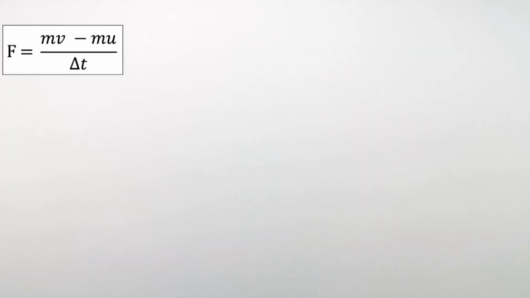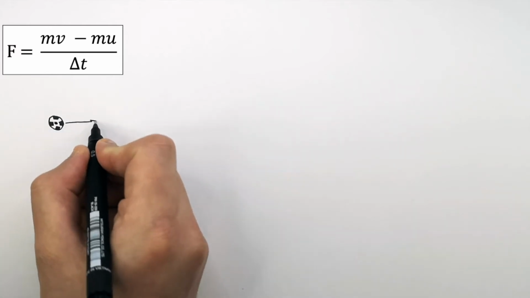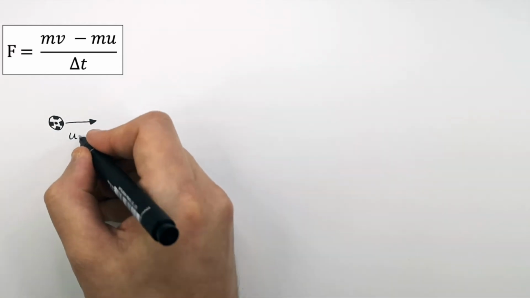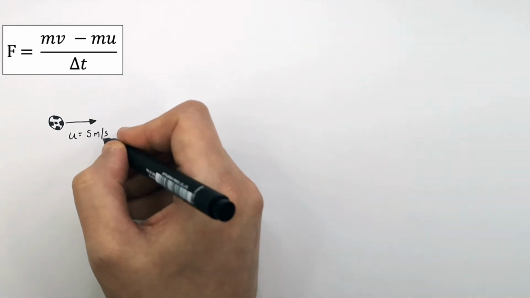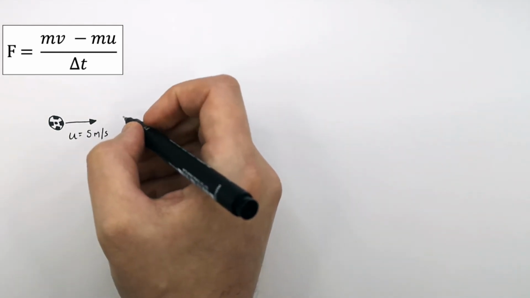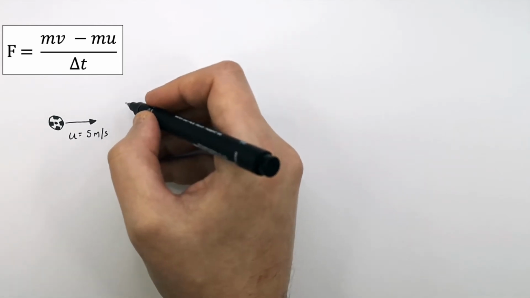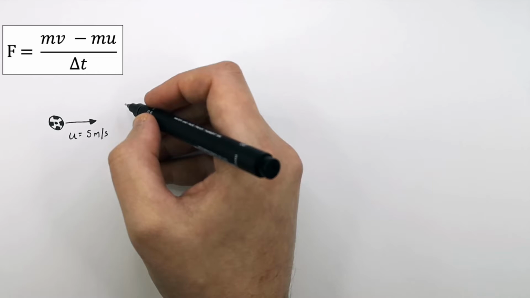Recall the equation F equals mv minus mu divided by change in time. This is a ball with a mass of 500 grams. So the ball is moving with a velocity of 5 meters per second, and it's moving to the right in this example, so we give it a positive velocity, so it's plus 5 meters per second. And this is the initial velocity of the ball, so it's u.